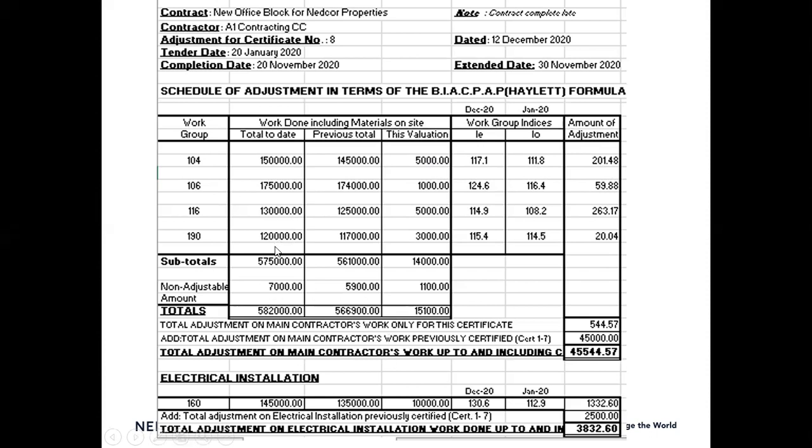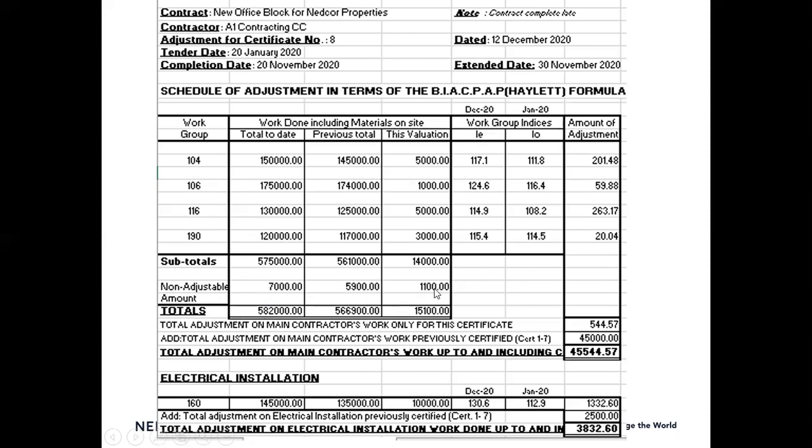You'll find that in a larger project, you'll end up with a large number of work groups. Then you'll also note here that we've got non-adjustables, in this case 7,000, which is now the profit and attendance. Because we've got electrical, there is profit and attendance on electrical, but the profit and attendance on the electrical work belongs to the main contractor.